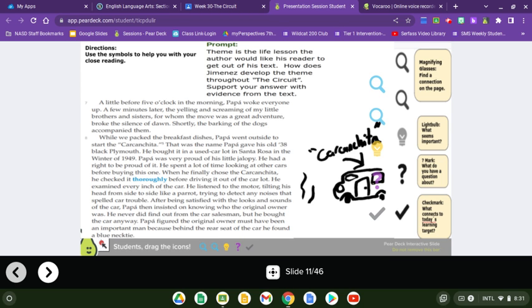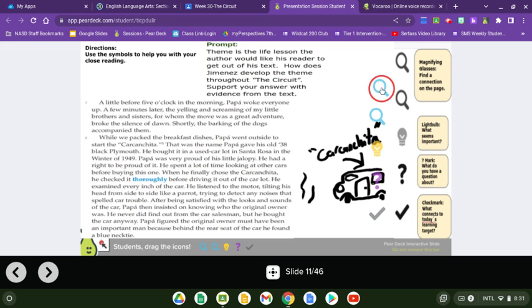He bought it in a used car lot in Santa Rosa in the winter of 1949. Papa was very proud of his little jalopy. He had a right to be proud of it, when he spent a lot of time looking at other cars before buying this one. When he finally chose the car Conchita, he checked it thoroughly.